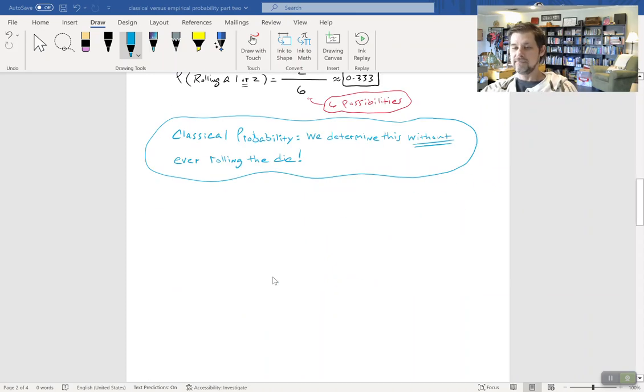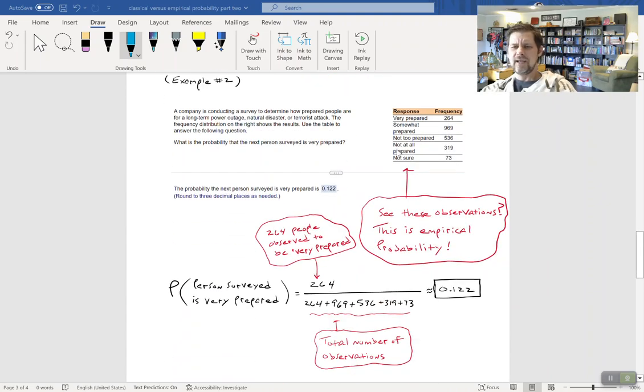Classical probability. Here, though, how would you know if somebody was very prepared to handle a long-term power outage without doing a survey and asking? I mean, how could you possibly know that? Maybe you could make a guess, but without an observation, a survey of some kind, then you just have no idea. Okay.